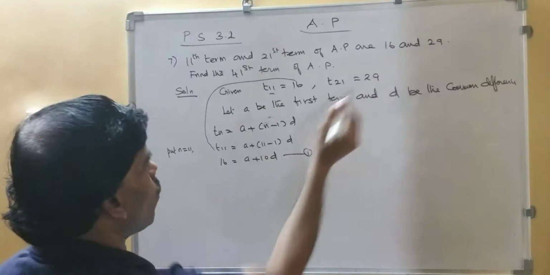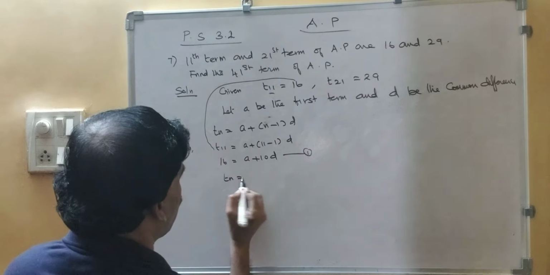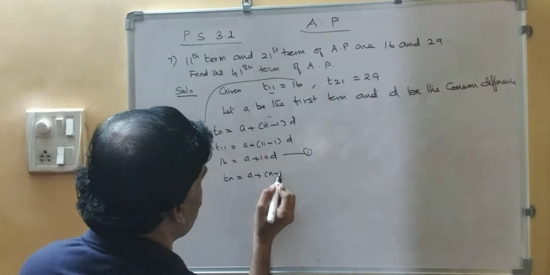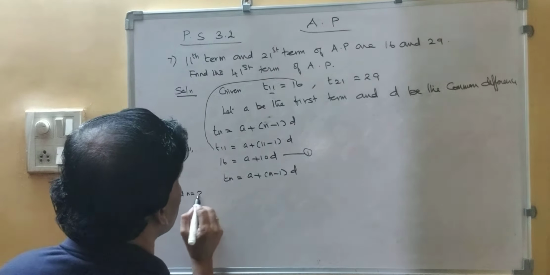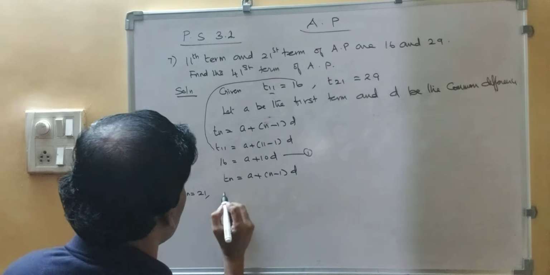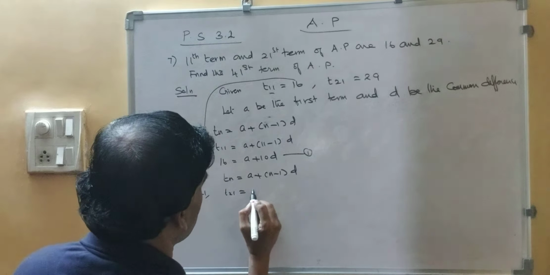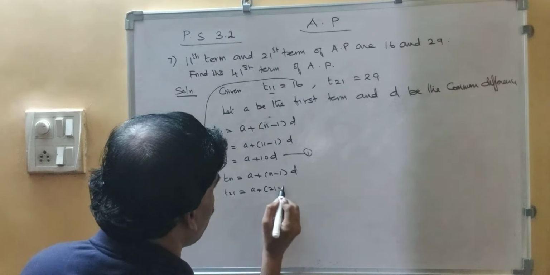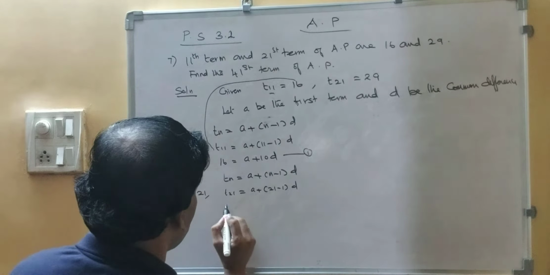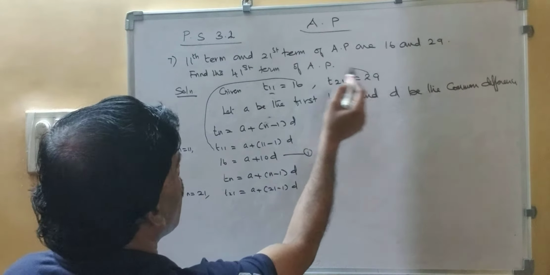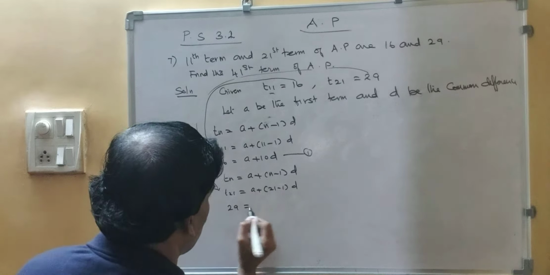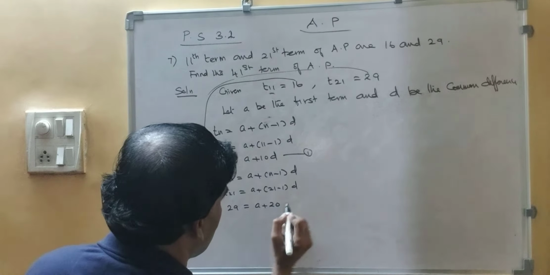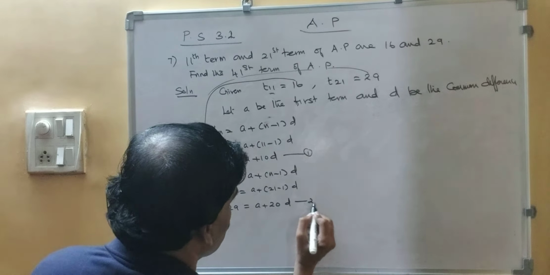Now again T21 is given. Tn equal to A plus n minus 1 into D. Put n equal to 21. So T21 equal to A plus 21 minus 1 into D. That means what is T21 given? 29. So 29 equal to A plus 20D. It is equation number 2.